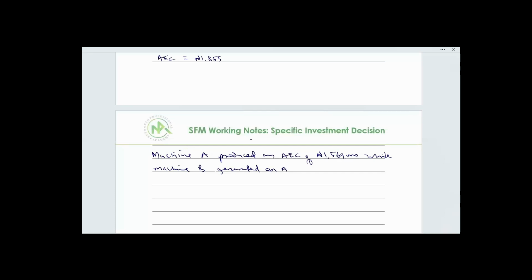An annual equivalent cost of 1,855,000 naira. Therefore, matching A with a lower annual equivalent cost should be purchased.